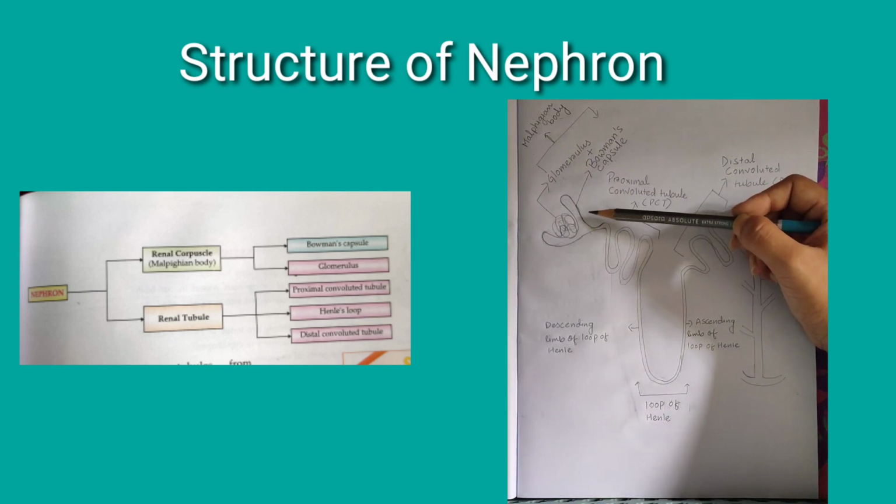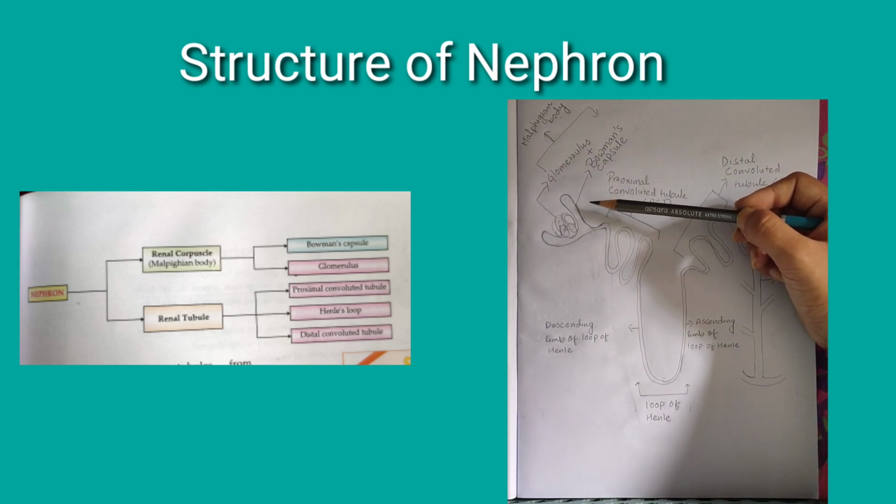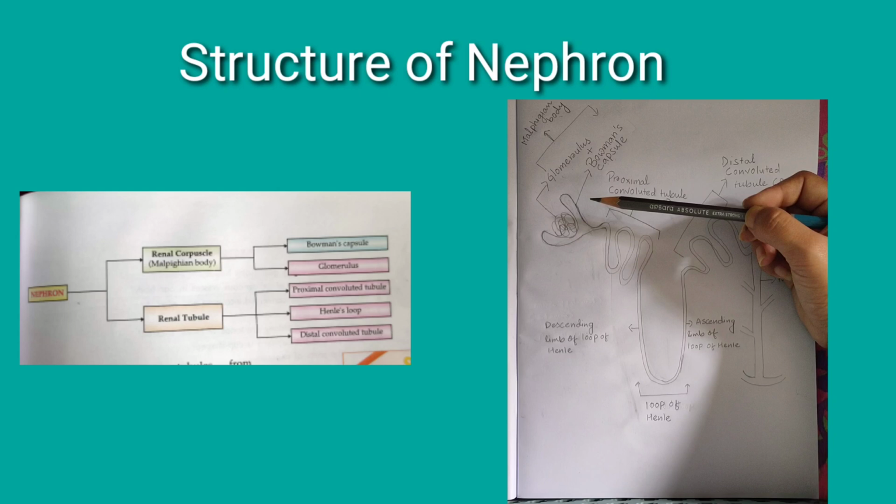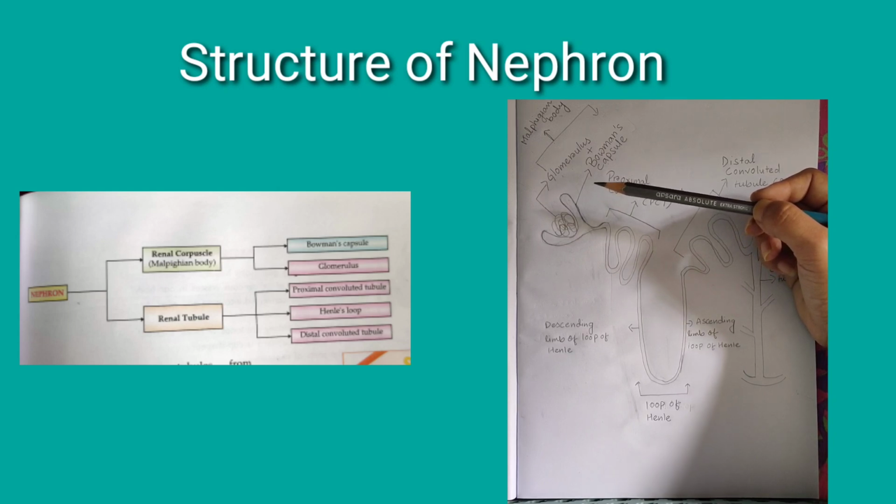The function of this Malpighian body is ultrafiltration, about which we will be dealing in detail while studying urine formation.